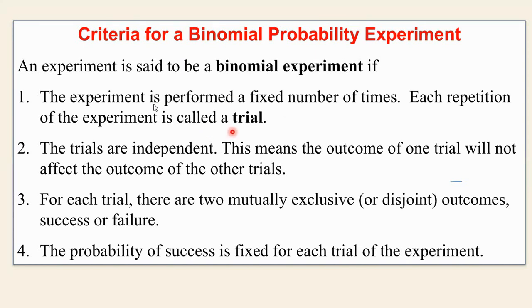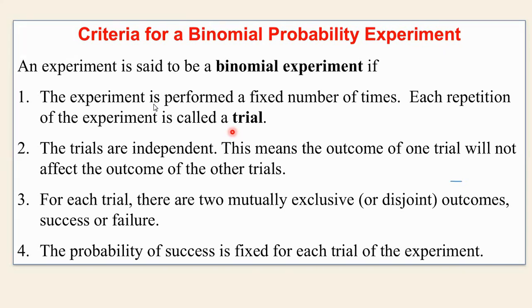For example, tossing a coin is one trial. If we toss a coin 2 times, then that is called 2 trials. If we toss a coin 10 times, then that experiment has 10 trials.